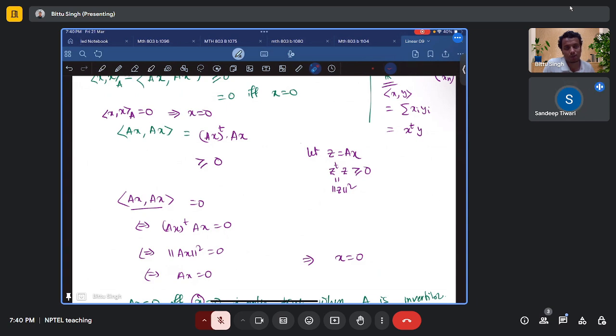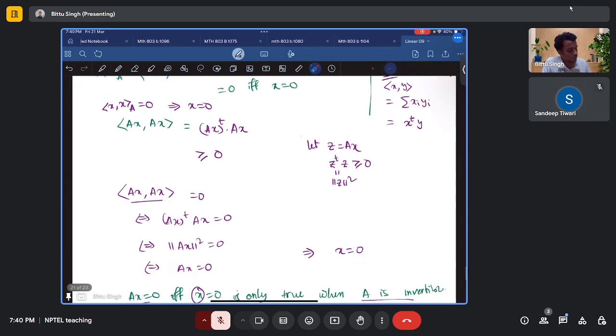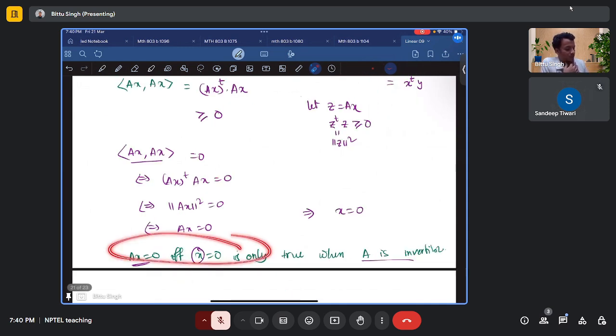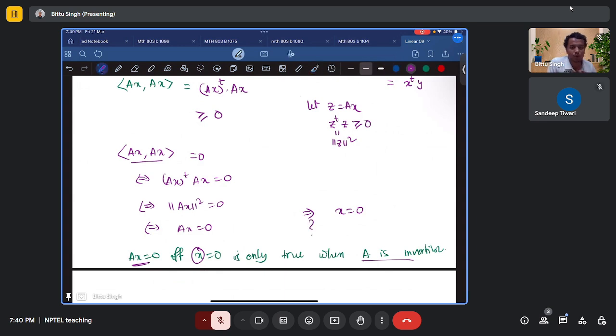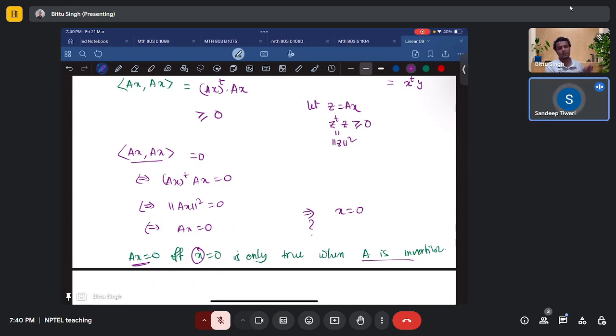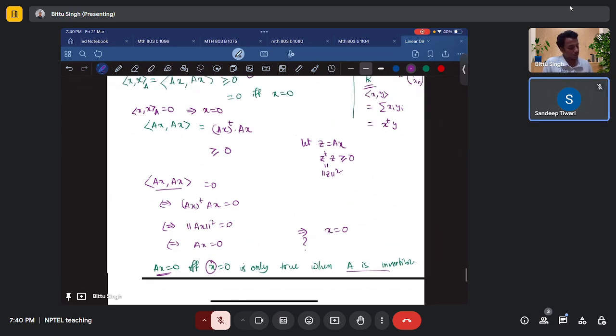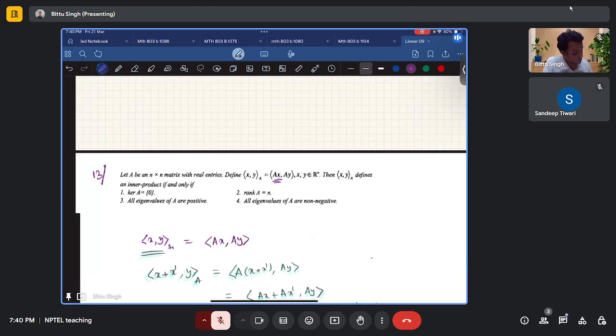Yes, sir. So we are writing all those conditions and checking where the issue is. So we found the only issue occurs here. For this implication, this implication is not true. This is only true if A is invertible. Is it okay? Correct, sir. Okay, so we see those are actually true.